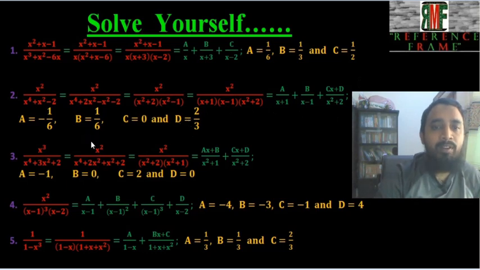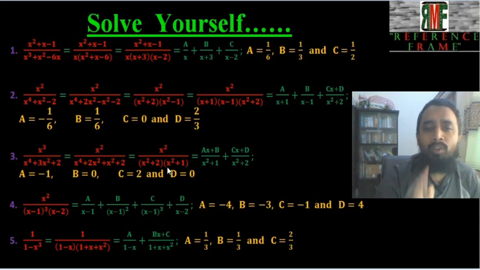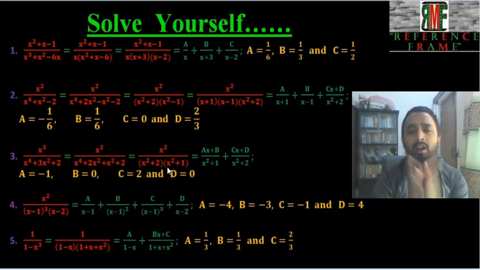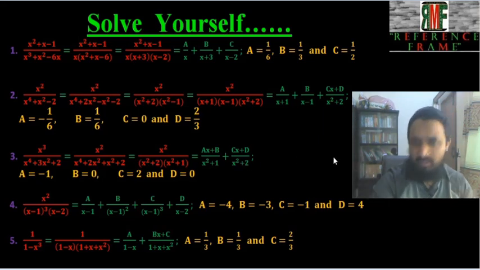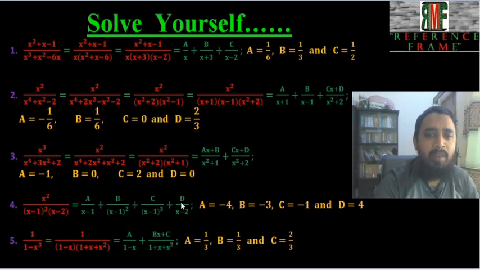Now moving to the third one. Look here. Here again we have both non-linear roots. Both of the factors in the denominators are non-linear. So look, ax plus b divided by x squared plus 1 and cx plus d by x squared plus 2. Whatever it is, you can do it by yourself. Okay. Third problem, here we have repetition. For the first 3, we are with non-repeated.